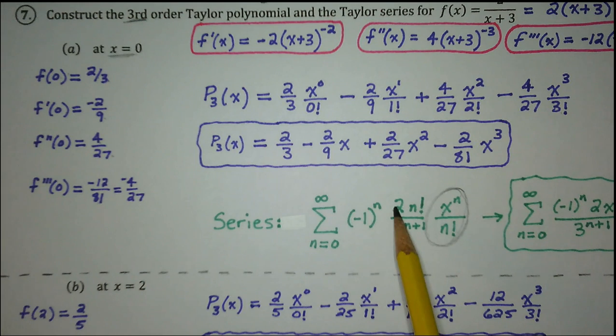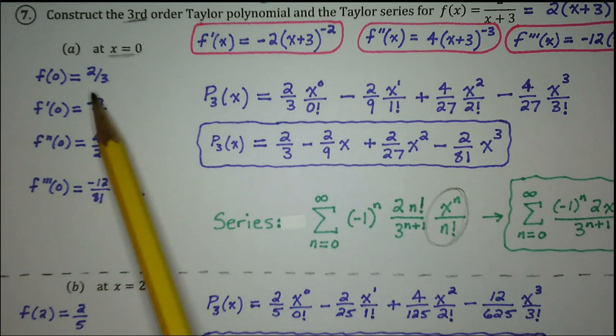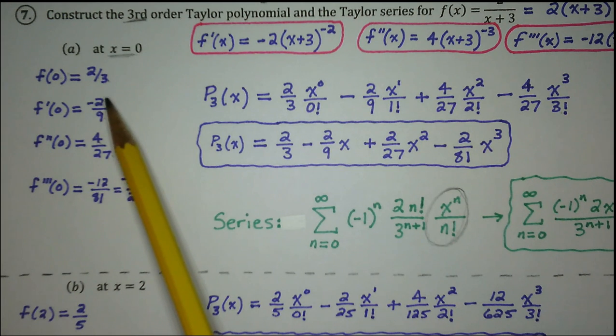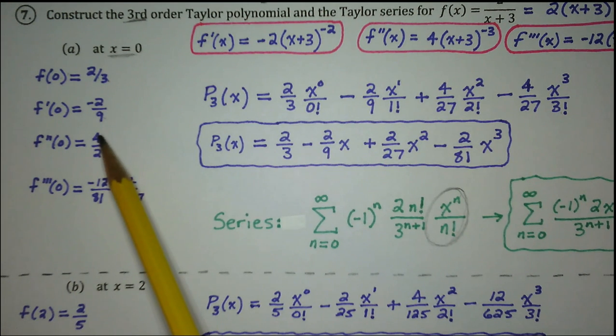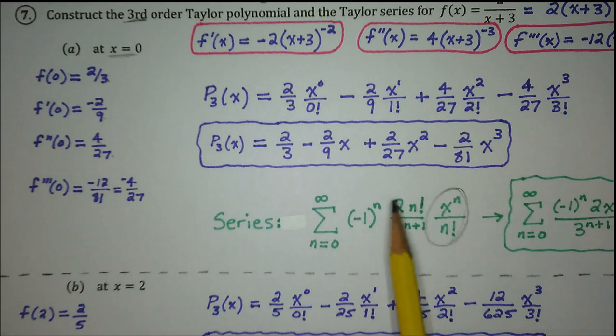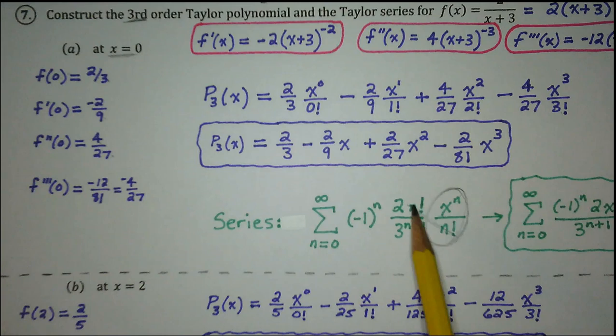There was always a 2, but this happened to be 2 times 1. This was also 2 times 1. This was 2 times 2. This was 2 times 6. You know what I mean? We actually had this n factorial thing going on. And then they kind of cancel out. You know what I mean? And then check it out.